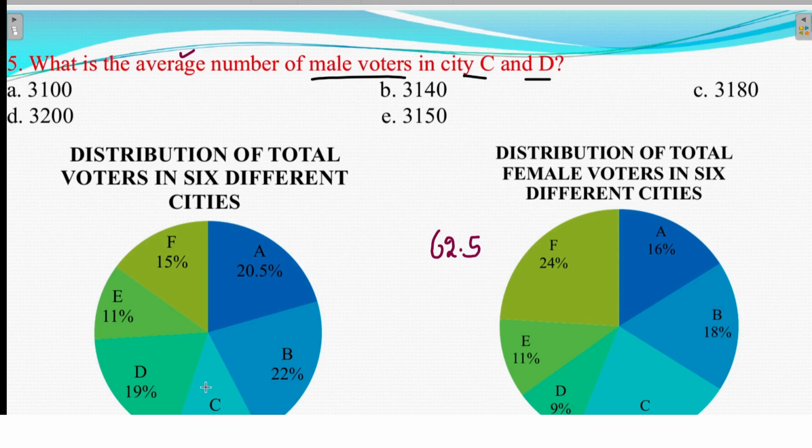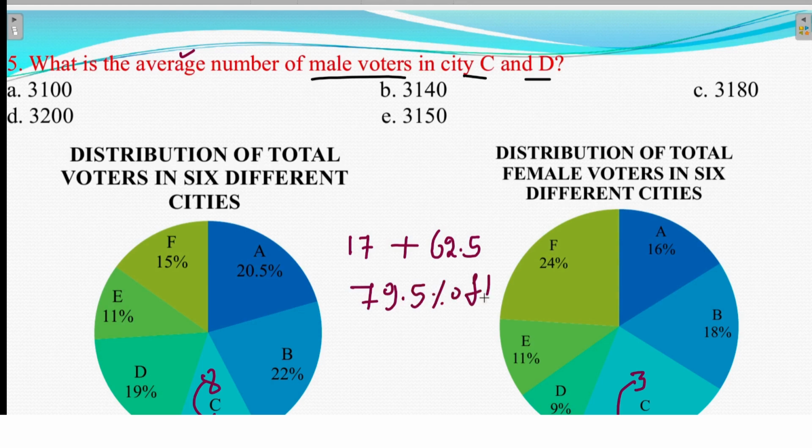City C I need to find out. So 8 into... 100. Here 22 into 3, 66. 100 minus 66 will be 34, so 34 of 70. So the average of males in both the departments will be this. If I add this number, 70 plus 6, 7 plus 2, 79.5 percentage of 4,000.